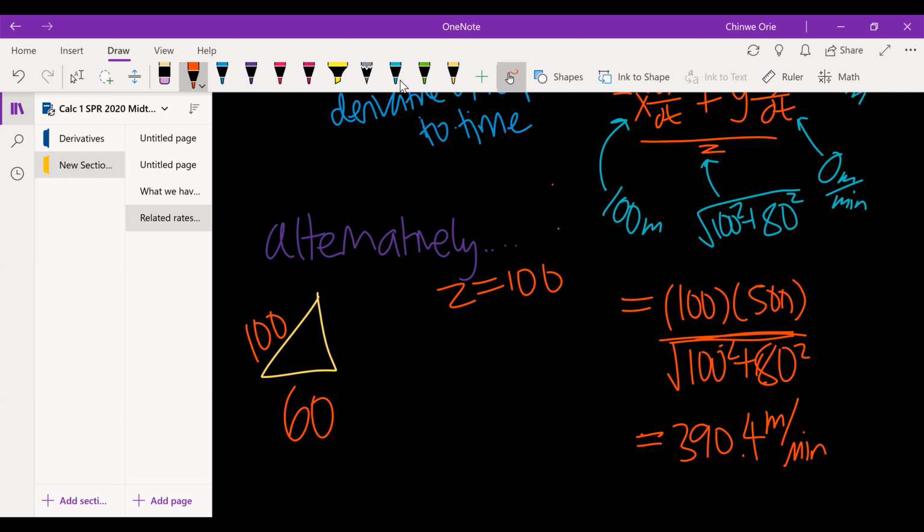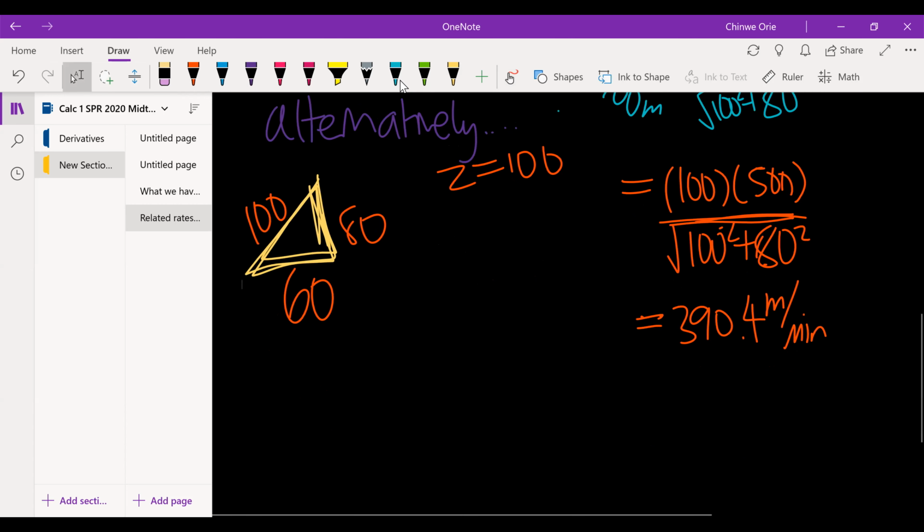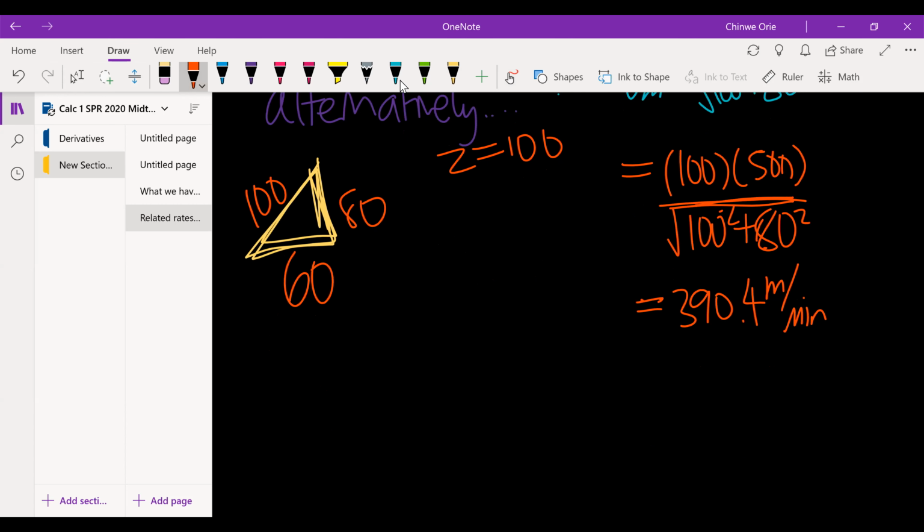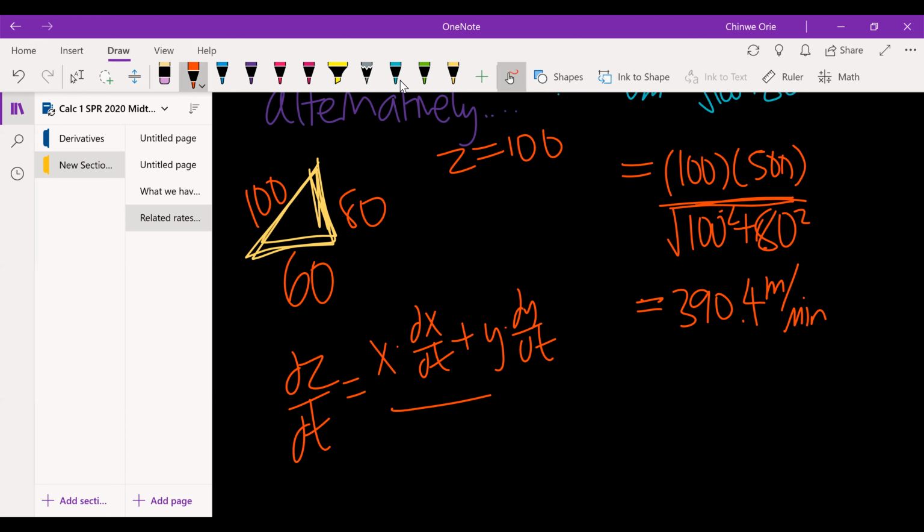And this would be 60, and that would be 80. That's just a basic Pythagorean formula. If that was the case, then you're still solving for dz/dt, which would be dz/dt equals x times dx/dt plus y times dy/dt, over z. Then that would be 100. You're saying that would be 100.